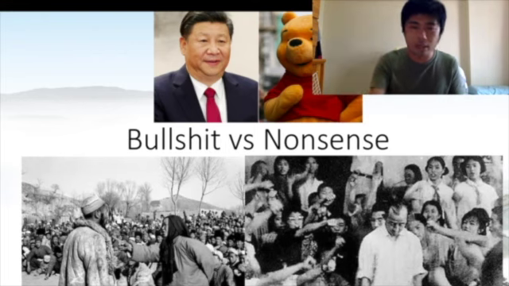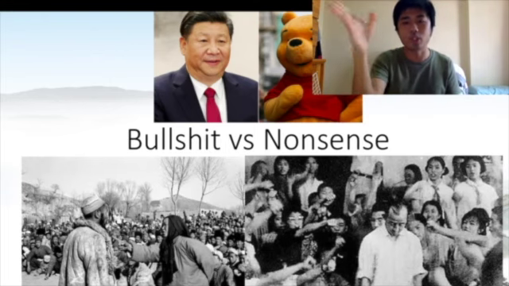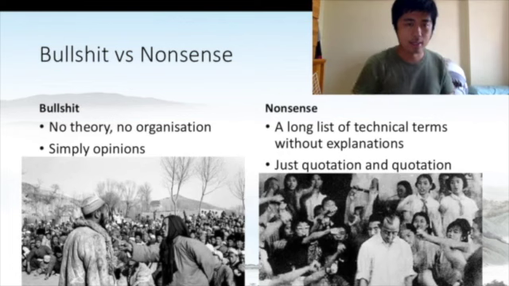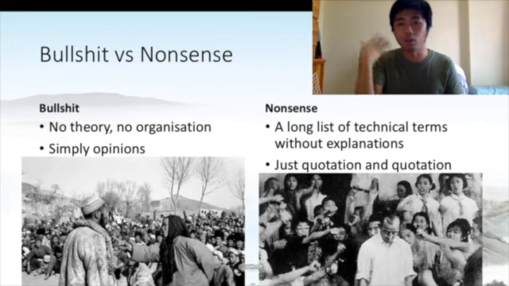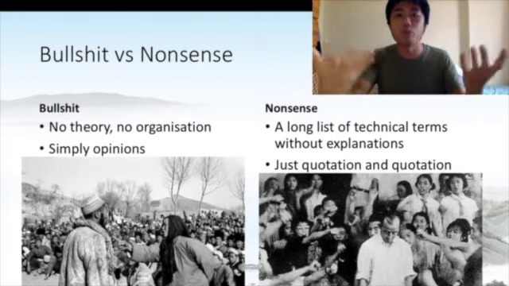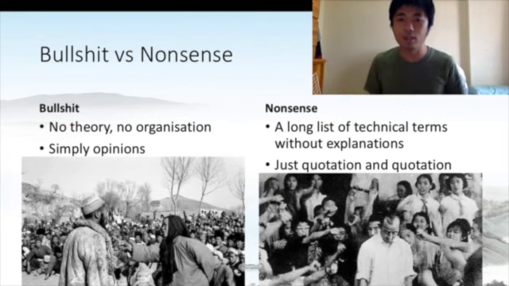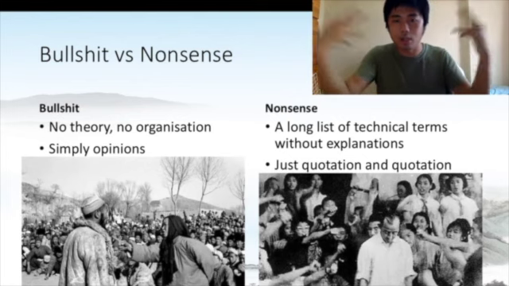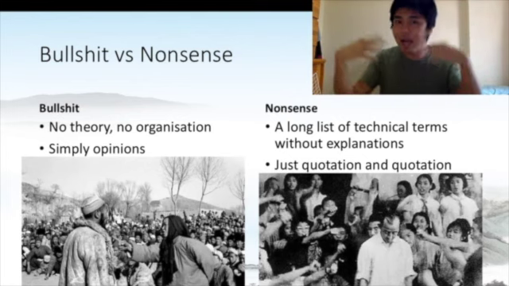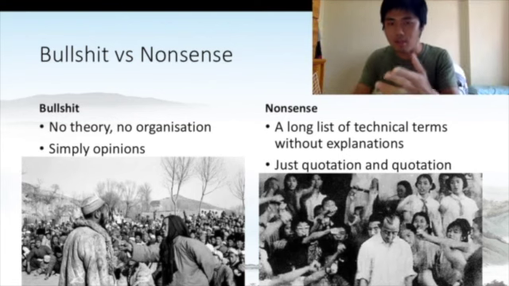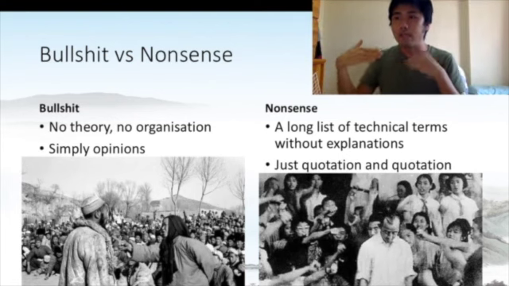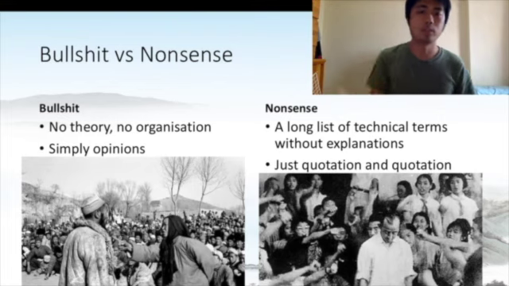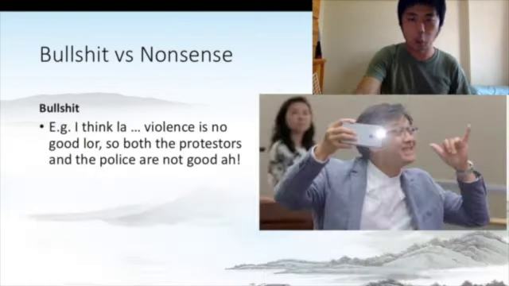Before we learn how to organize the information, we need to avoid bullshit and nonsense in our essay. Bullshit refers to mere opinions. They have no theory and no organization, just personal expression of emotion. Nonsense, however, consists of fancy jargon or technical terms. It sounds professional, it sounds academic, but it is nonsense because these terms are not explained. Their meanings are fake. Just quotation and quotation.